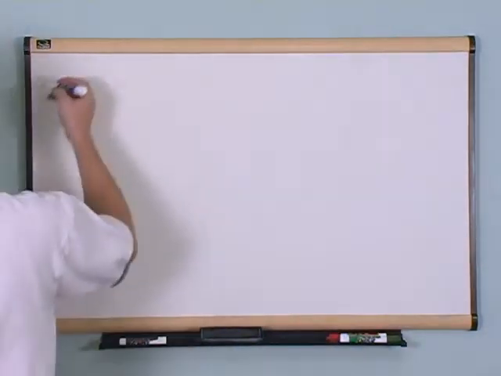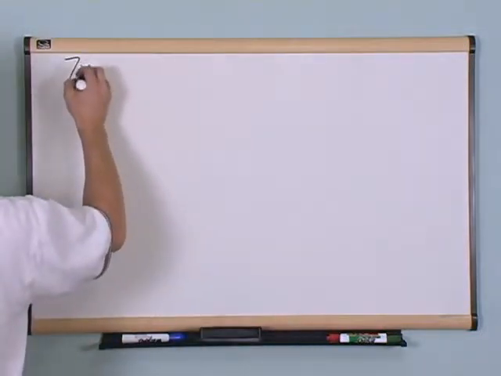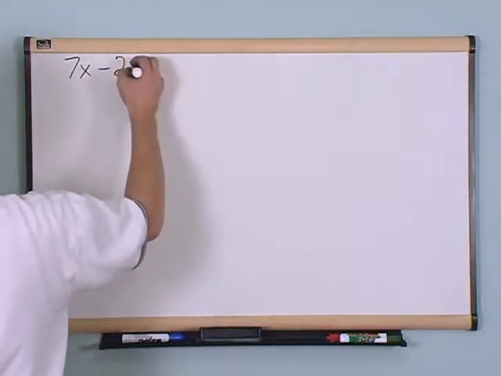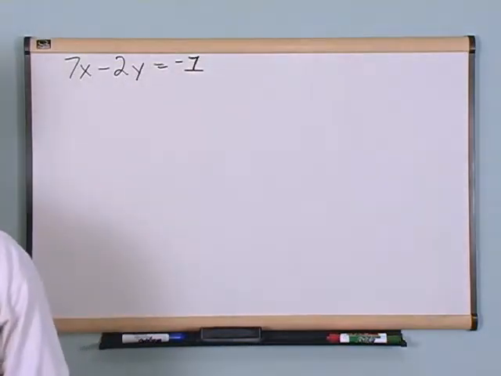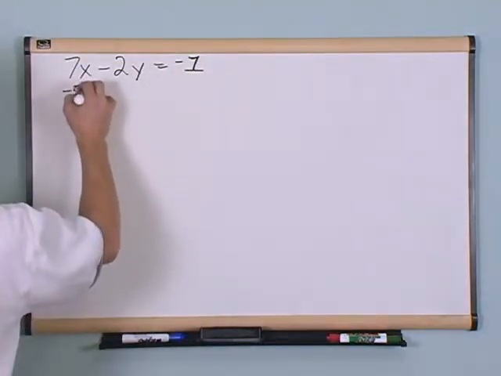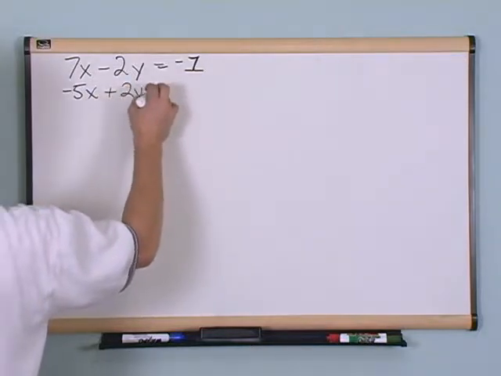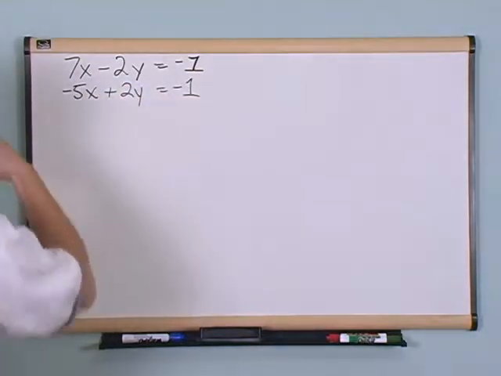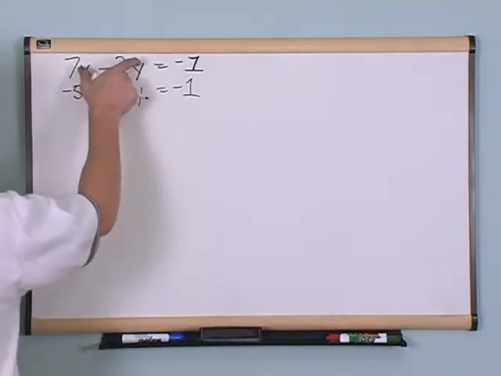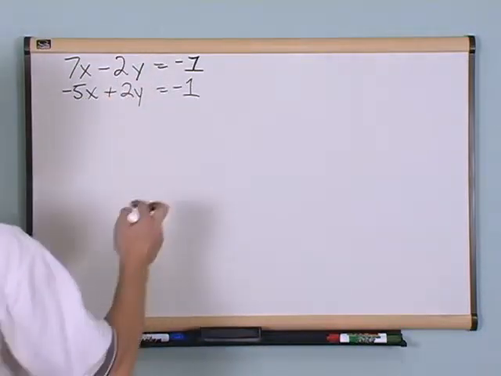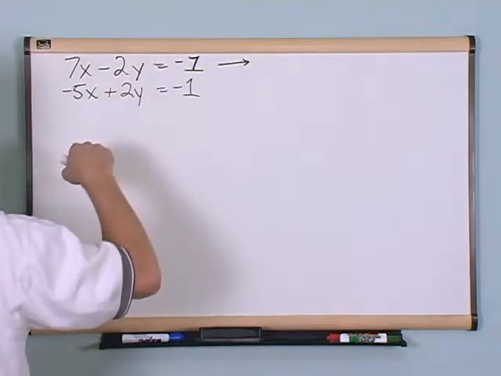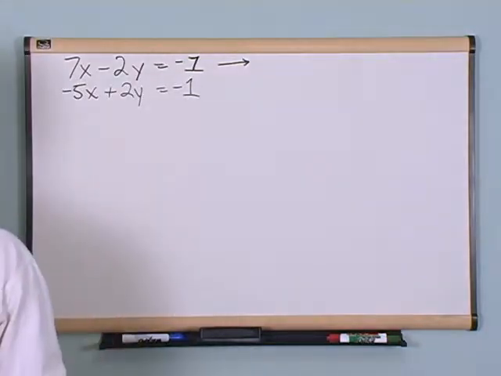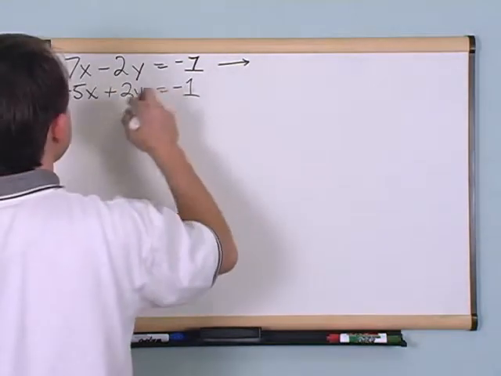Let's say I have another system of equations, given by 7x minus 2y equals negative 1, and the other equation is negative 5x plus 2y equals negative 1. What I need to do is plug one of these into the other. And before I can do that, I need to solve for one of these variables. So in this case, I'm going to go ahead and solve for y.